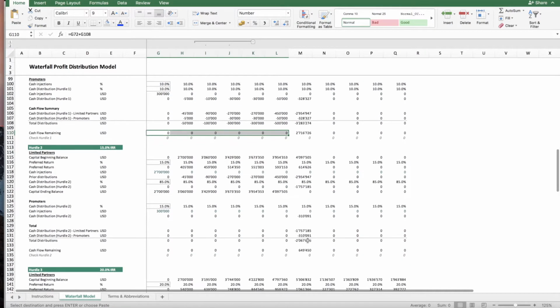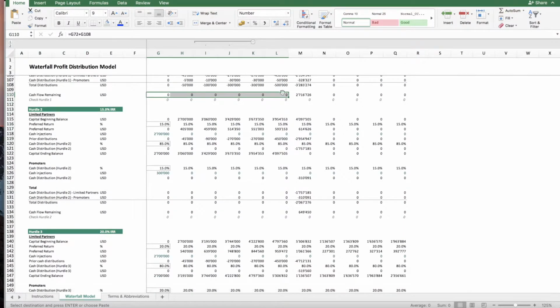Hurdle 2 and hurdle 3 are more relevant in the year of the exit, once we have cash remaining to be distributed in the form of hurdle 2. So what we do here is we take this cash and distribute it as per hurdle 2. We have the same kind of calculation to see how much is the capital balance and how much is needed to pay for achieving hurdle 2.